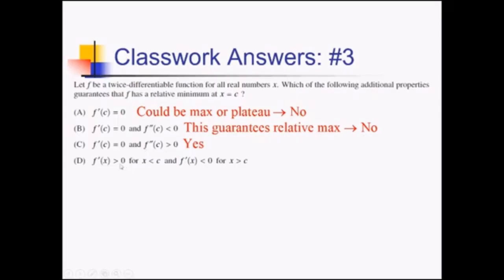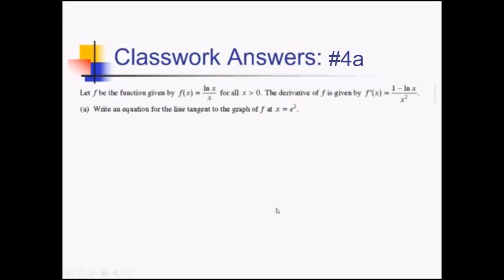Let's just look at the last one, though. F prime is positive before we get to c, and then it's negative after c. So our original function's increasing and then decreasing. This is a good way of proving that you have a max, not a min. So that's a no again. So then choice C.